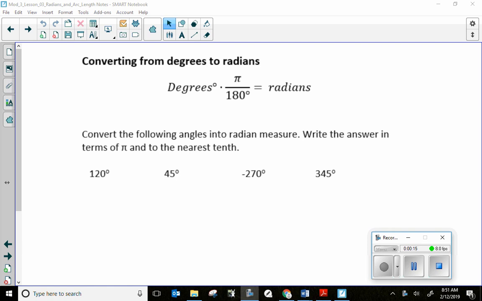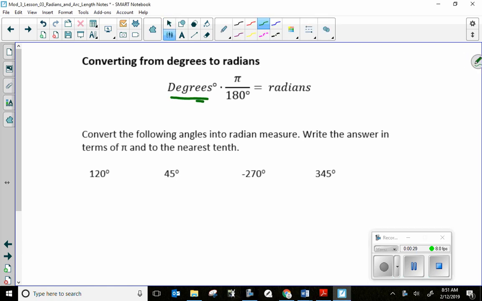Okay, converting from degrees to radians. If I'm given degrees and I'm told to convert to radians, you just take whatever degree they give you and multiply it literally by pi over 180. And that's your radians.